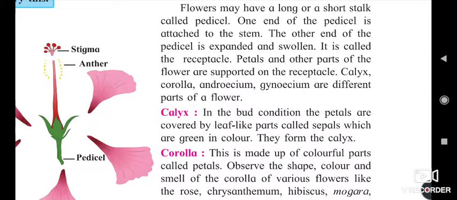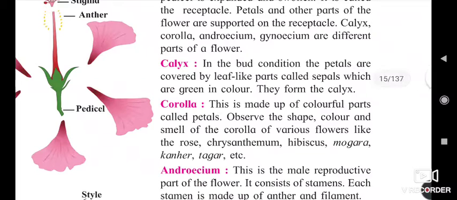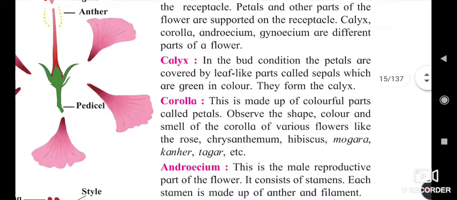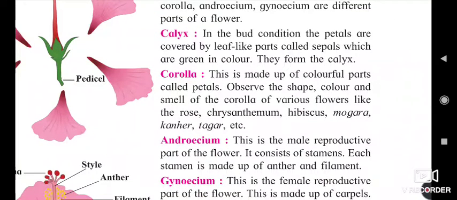They form the calyx. The corolla is made up of colorful parts called petals. It has its own shape, color and smell in various flowers like rose, hibiscus, mogra, kaneer, and tagar, etc. This color and smell attracts different types of insects, and these insects play an important part in pollination.